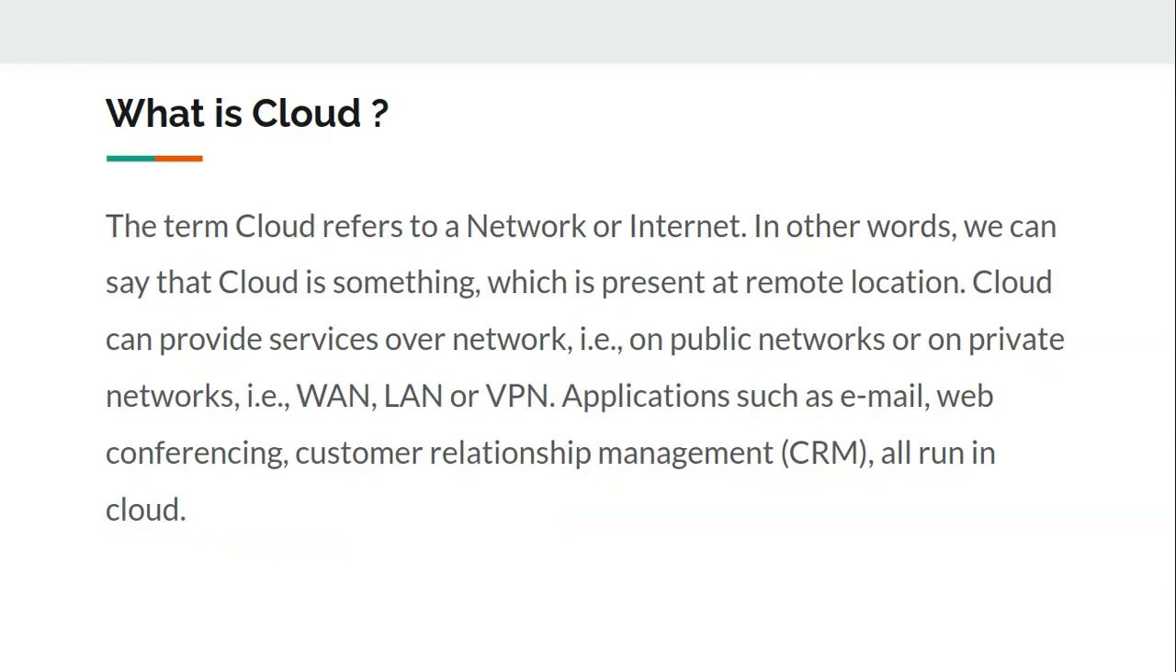Cloud can provide services over the network, that is public networks or private networks like WAN, LAN, VPN. Remember we did that already. So WAN, wide area network, LAN, local area network, VPN, virtual private network. Applications such as email, web conferencing, customer relationship management, and CRM all run in the cloud.